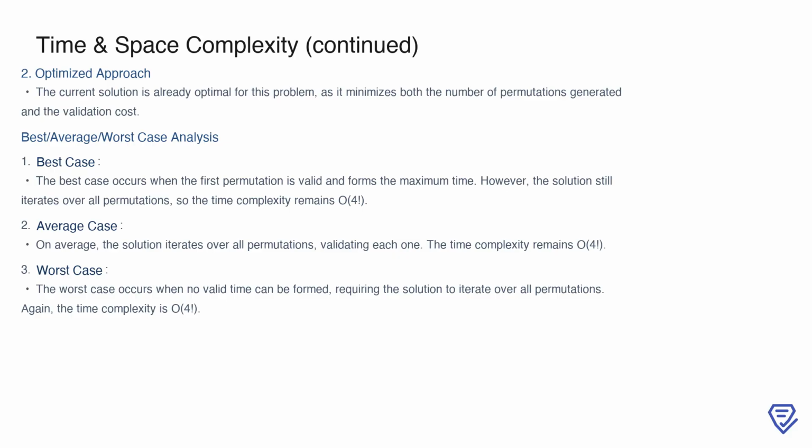On average, the solution iterates over all permutations, validating each one, so the time complexity is still O(4!). In the worst case, no valid time can be formed from the input digits, which means the solution will still iterate through all permutations. Even in this scenario, the time complexity remains O(4!). This consistency across all cases highlights the efficiency of the approach.